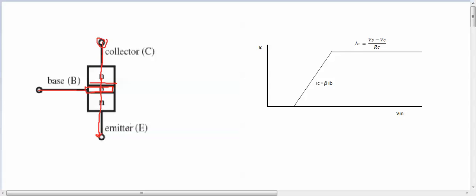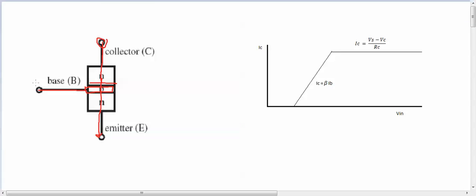Now, a gate can be partially open or completely open. A partially open gate will not allow the full amount of current to get through. And we're going to talk about that. That's what this chart right here is representing.